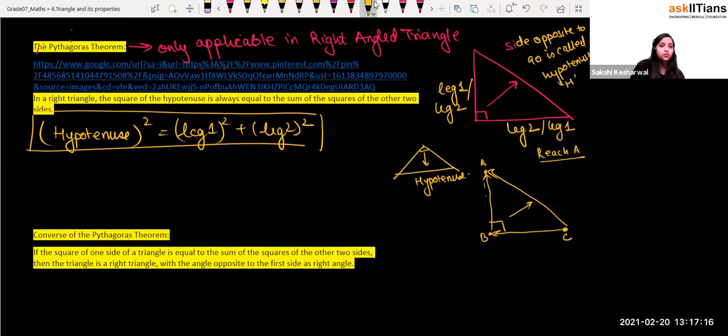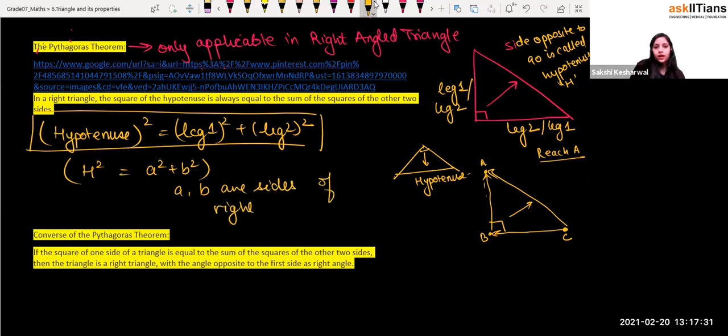Or in some places they teach it as h square is equal to a square plus b square, where a and b are sides of a right angled triangle, yes or no? Right? Now just see, I think this will work or not.